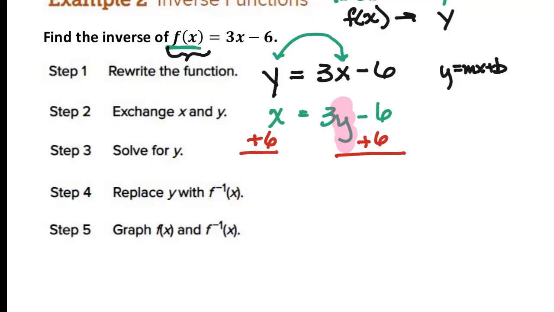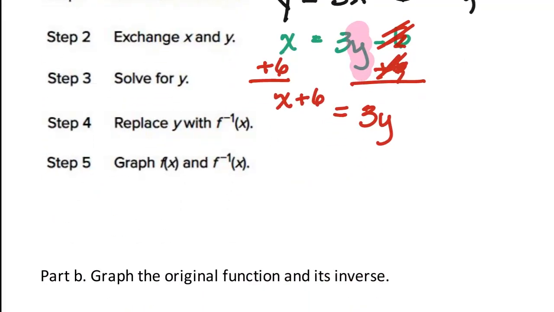Because y and 3 are tightly together. They are multiplied. You can do order of operations with expressions, but when you're trying to solve, you are doing reverse order of operations. You're trying to undo any addition or subtraction first. So these 6's cancel out. You are left with 3y is equal to x plus 6.